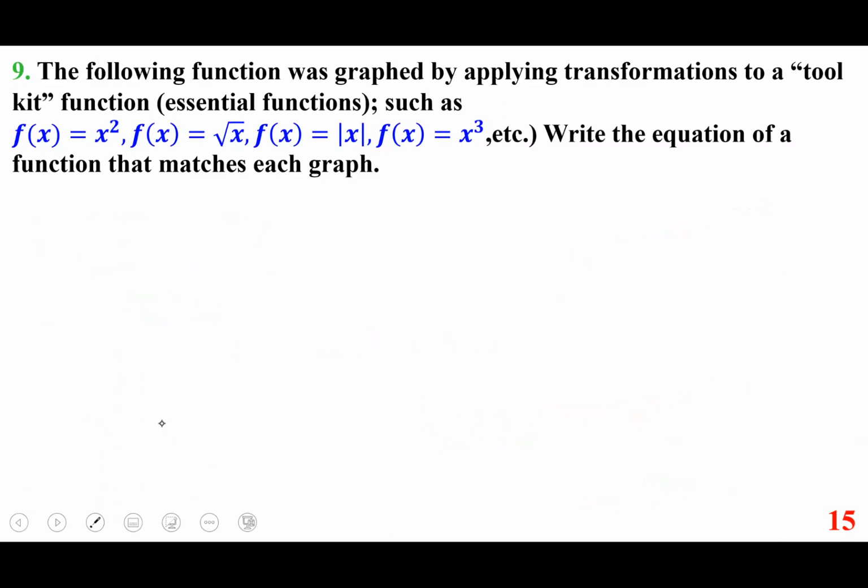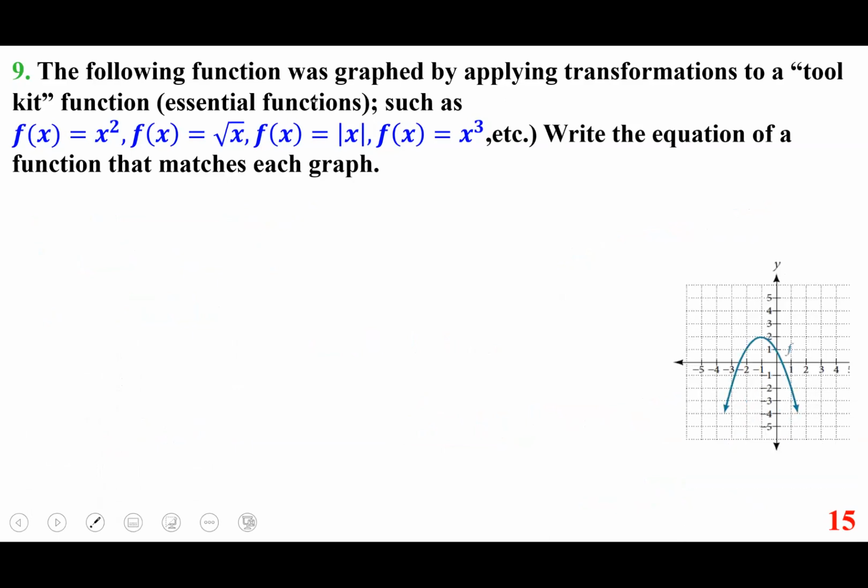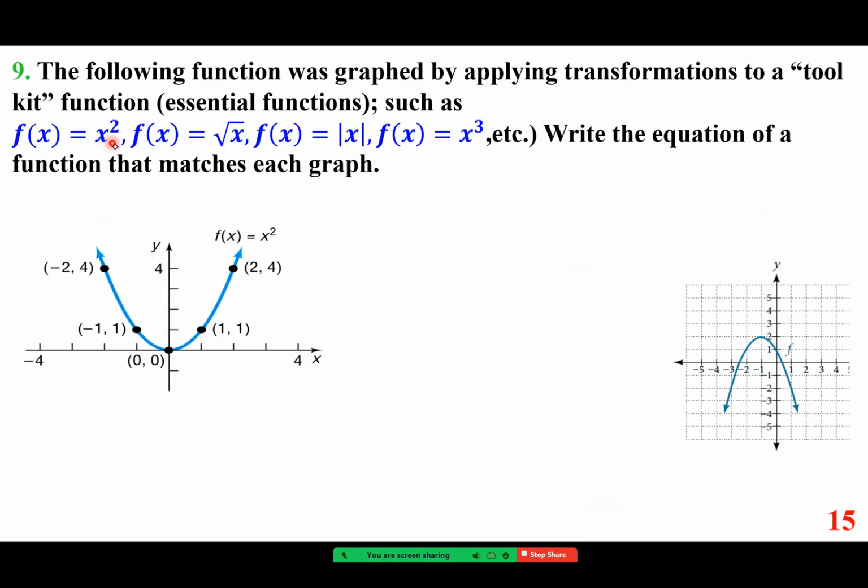Okay. The following function was graphed by applying transformation again to one of those functions. And I hope you recognize that this is y equals x squared that has been somehow shifted. So it's been applied to that function because we know those essential functions, elementary functions, toolkit. There are different vocabulary: toolkit, essential functions, elementary functions, basic functions. So this one, we know the graph looks like this. And the vertex is located at 0, 0. And now the new location is negative 1, positive 2. So the vertex, which was originally located at 0, 0, has been shifted to negative 1, 2.